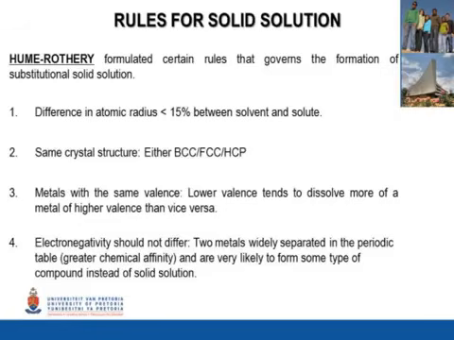There are 4 rules that govern whether or not substitutional solid solutions can be formed between two metals. They are known as the Hume-Rothery rules. They state that for complete solubility, the difference in atomic radius between the solute and solvent atoms must be less than 15%. The metals must have the same crystal structure, the metals must have the same number of valence electrons, and the electronegativity of the metals must not differ by much.